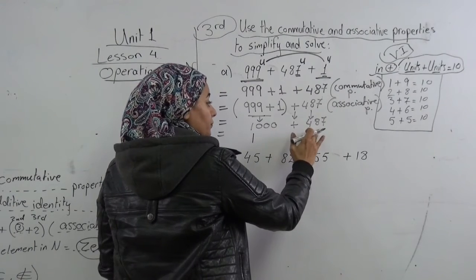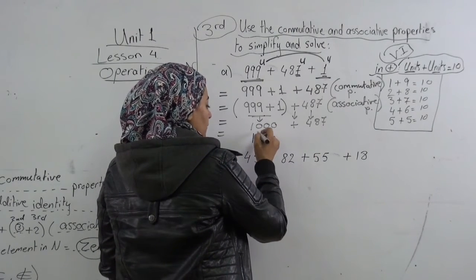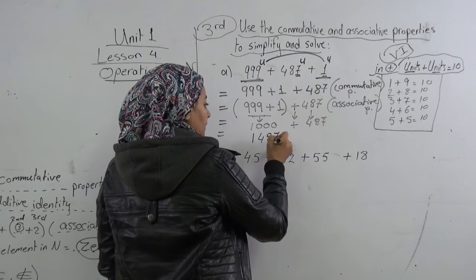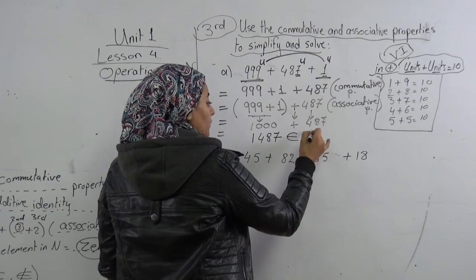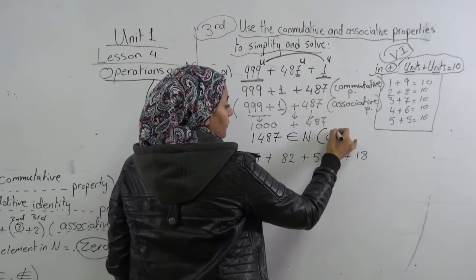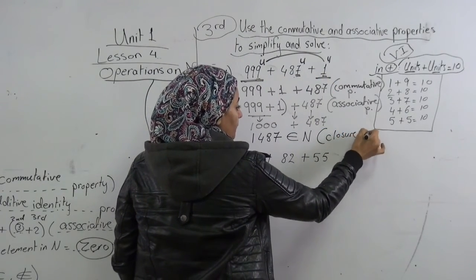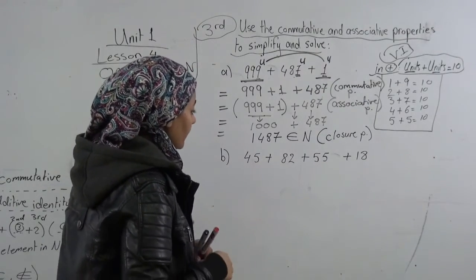I simplify to more zeros by adding, and then I can add without a calculator. So it is 1487 at the end, which I knew from the beginning that this will belong to N, all of this, because I'm dealing with natural numbers, and I write closure property. This is how we use the commutative and associative properties to simplify and solve.